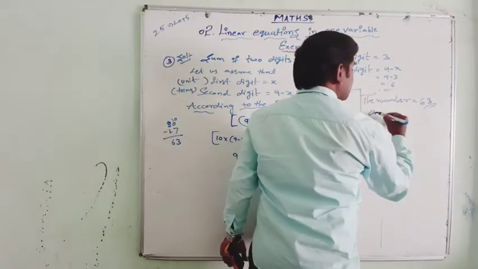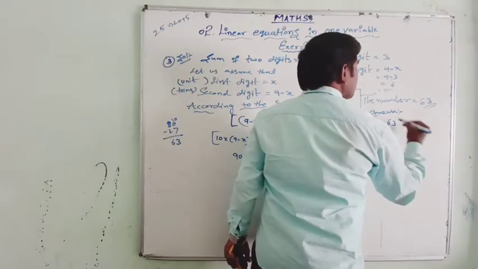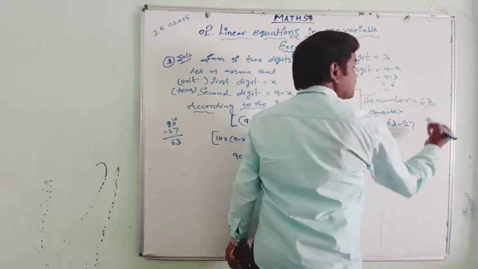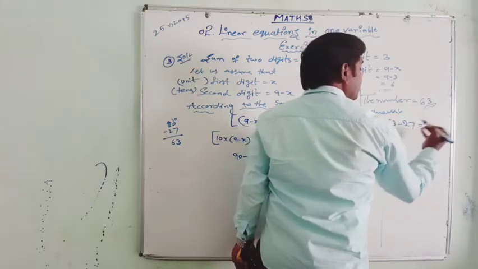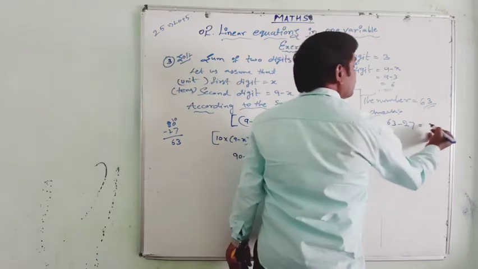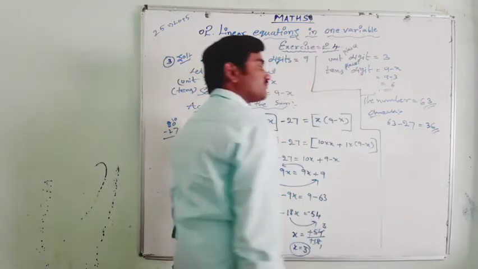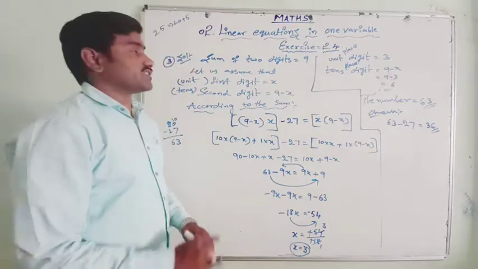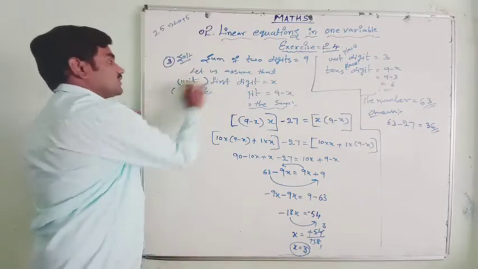Here, check. Let us check our answer. 27 we are subtracting from this number so that the numbers will be reversed. You subtract 27 from the 63, you will get 36. Yes. Our answer we have checked. We got the same answer. That means we can check our answer.